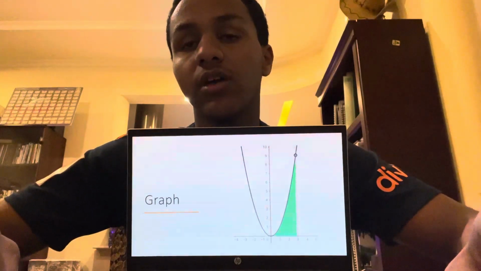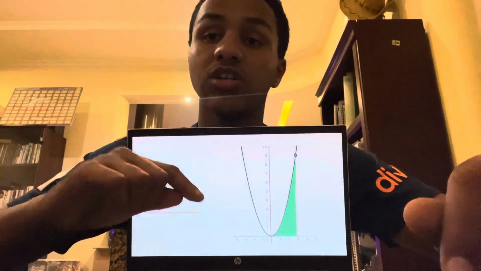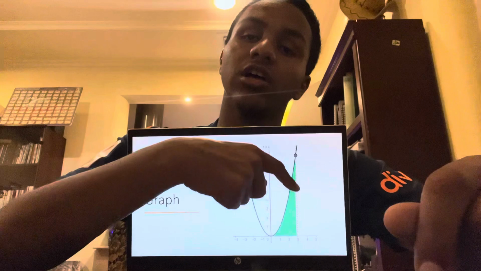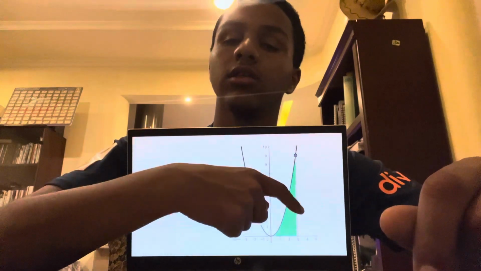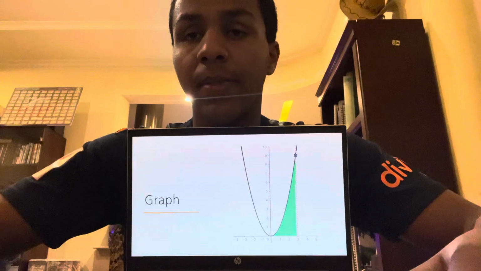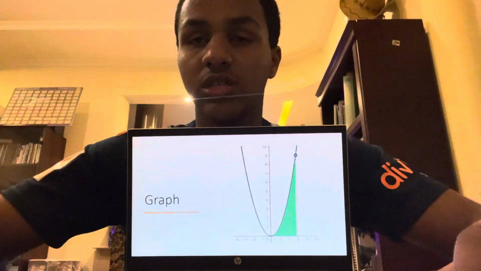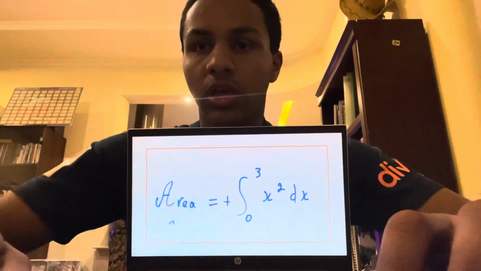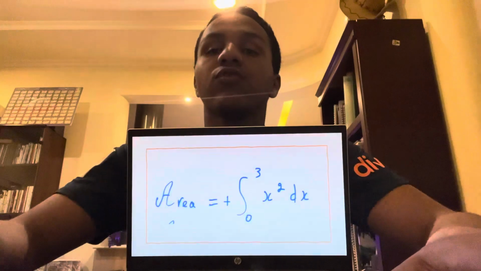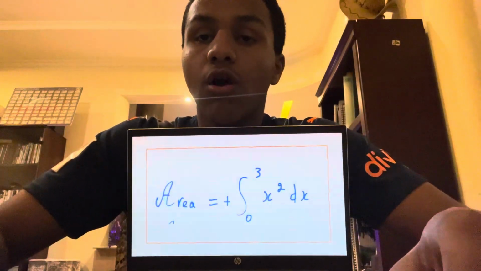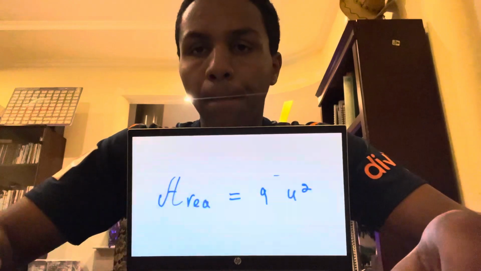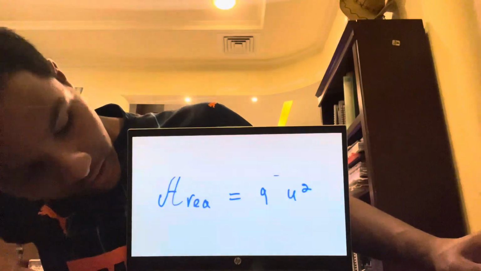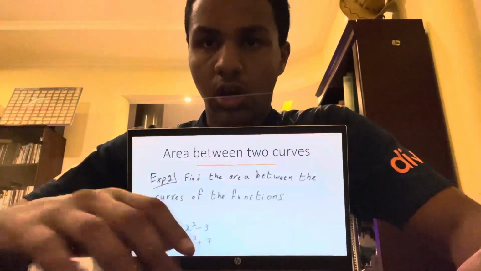And now we're going to have to find the area of the shaded part, which is from x equals 0 to x equals 3. We're going to put a line here, and a line here. We're going to shade or highlight the area between the curve and the x-axis, as we can see here in green. And now we're going to put an integral for it and solve for the area. The integral from 0 to 3 of x squared dx. The area at the end is going to be 9 u squared.